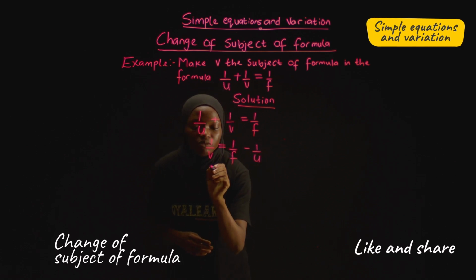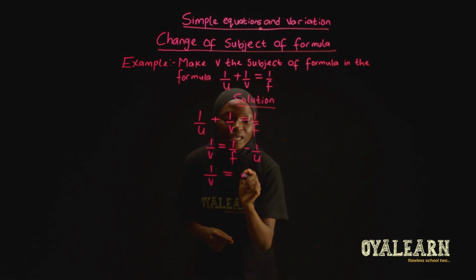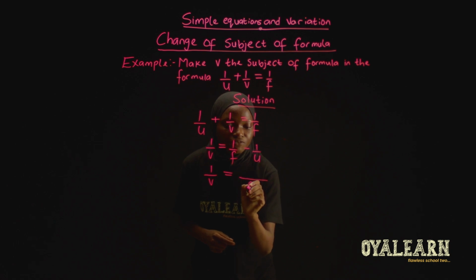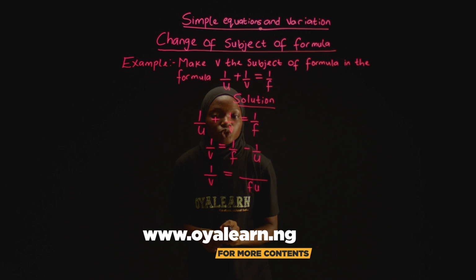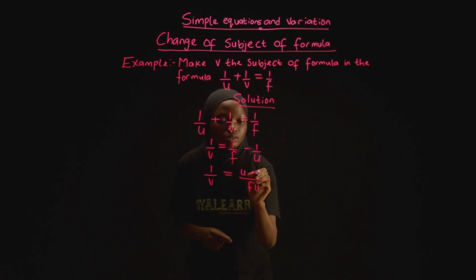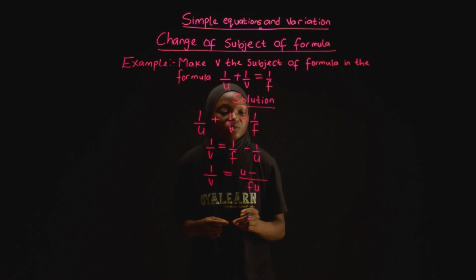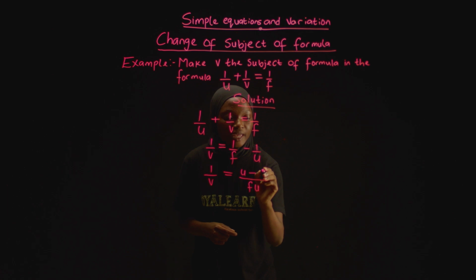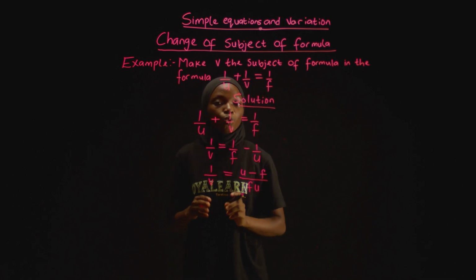Now here we have 1 over v equals the LCM here, that's fu. When you divide fu by f, you are left with u. U multiplied by 1, u, minus u. When you divide fu by u, we are left with f. So f multiplied by 1, f. Now here, we still need to make v the subject, not 1 over v.